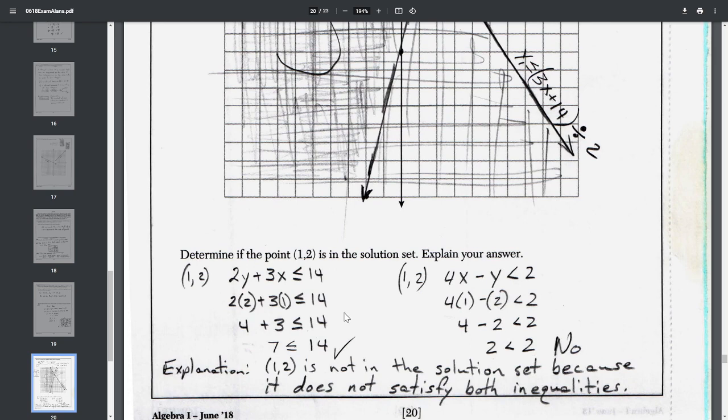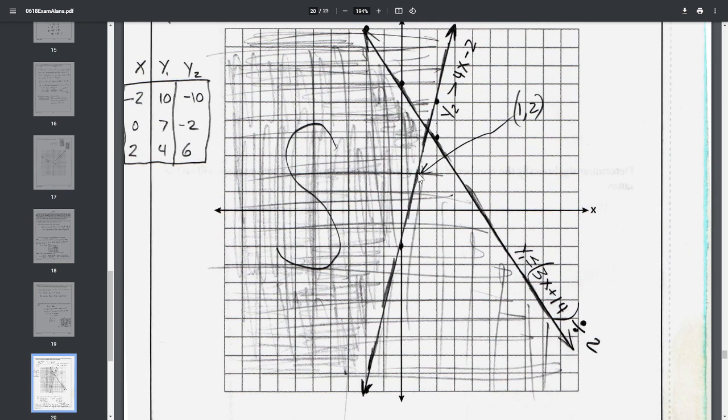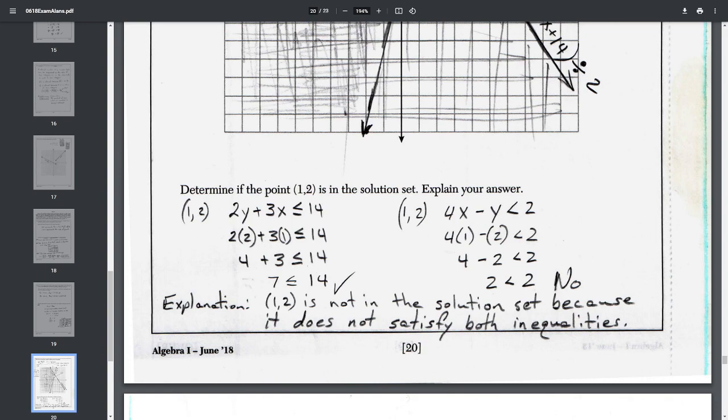And then it says, is (1, 2) in the solution set? Well, (1, 2) is right here. That's on the line, and this is a dashed line, so it should not be included. It is not a part of the solution set.